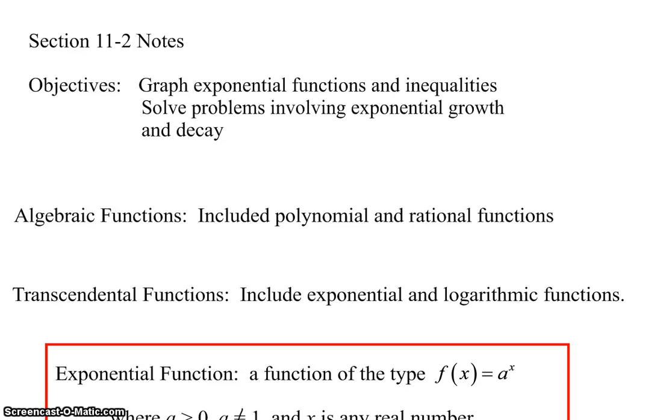Today we will be investigating exponential functions. In the past we have worked with algebraic functions such as polynomial, rational, and radical functions. When we move into exponential and logarithmic functions, they're called transcendental functions.